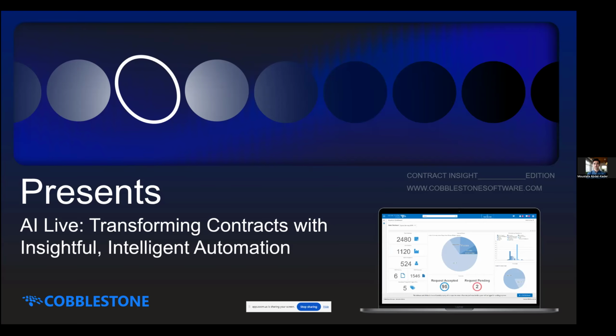Thanks so much. Thank you, everyone, for joining today. As it was just mentioned, my name is Mike Donnelly. I'm a senior account executive here at Cobblestone Software. And what we're going to be going through today is some of our main AI tools that are going to help out with both ingestion of an agreement as well as reviewing and redlining.